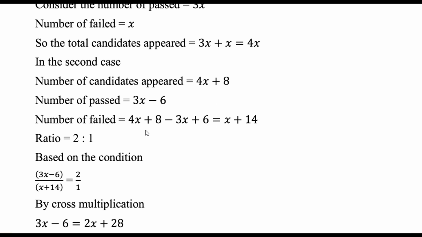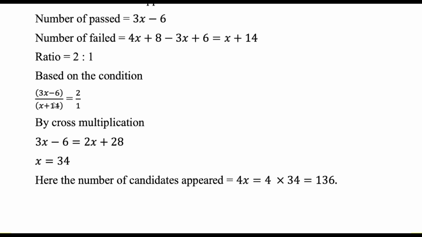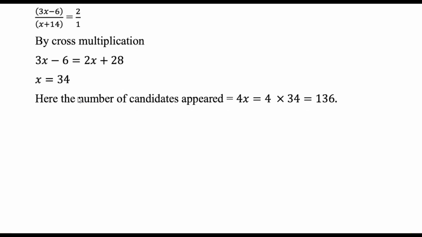So the number of failed is 4x plus 8 minus 3x plus 6, which is equal to x plus 14. The ratio is 2 is to 1. So as per the condition, (3x minus 6) divided by (x plus 14) is equal to 2 by 1. By cross multiplication, 3x minus 6 is equal to 2x plus 28. So x is equal to 34. So the number of candidates appeared, 4x, is equal to 4 into 34, which comes to 136.